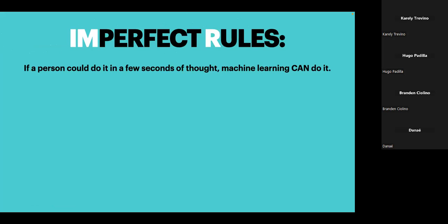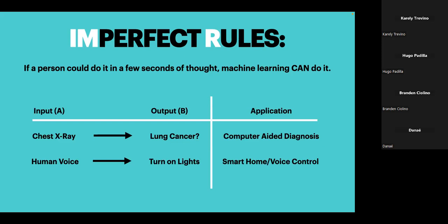Basically, he said he thinks if a task is one where a regular person, or a trained person, could make the decision in a few seconds, then machine learning can do that. If we think of all the examples, like chest X-ray to cancer, a medical expert should be able to do that. Maybe longer than a few seconds, but a minute or two.